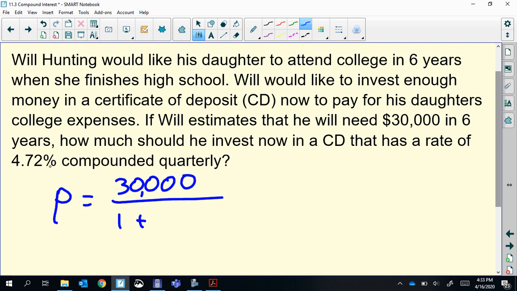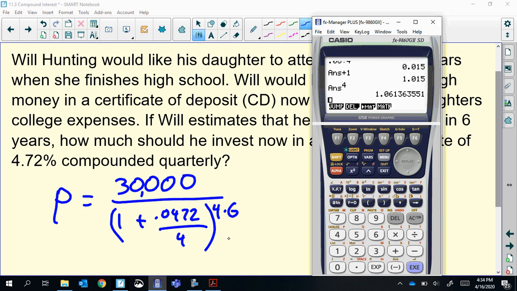So r is 4.72%. Compounded quarterly means n is 4 and t is 6 years. So we're just typing all that in. Again, I would start with parentheses, and inside you start with division, and then add the 1. Then the exponent is 4 times 6, which is 24.